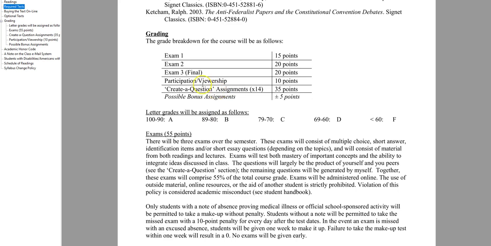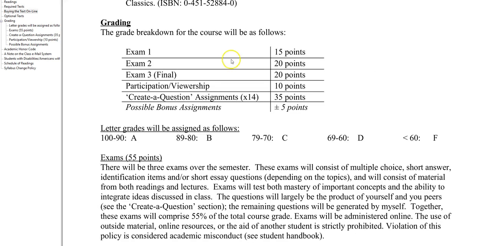Well, there are 5 different sources of grades in this course. 3 of those 5 are exams: Exam 1, Exam 2, and Exam 3, which is the final. So let me zoom in just a little bit for you. There we go, that's better. Exam 1 is, you'll notice, worth 15 points. Exam 2 and 3 are worth 20 points, respectively.